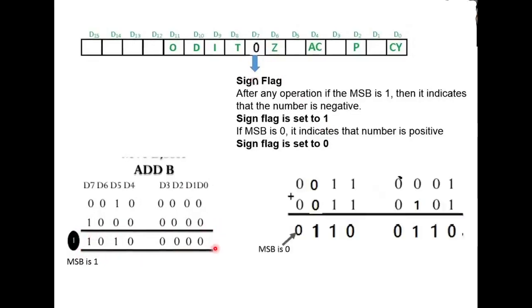We'll see another case. Here also we are performing 8-bit addition. After adding these two 8-bit values, I am getting the result 0110 0110. Here MSB is 0, which means this number is a positive number. So if MSB is 0, your sign flag is also 0. So the sign flag shows 0 here, which indicates that the result is a positive number. I hope you understand what the sign flag is and when it is set and when it is reset.